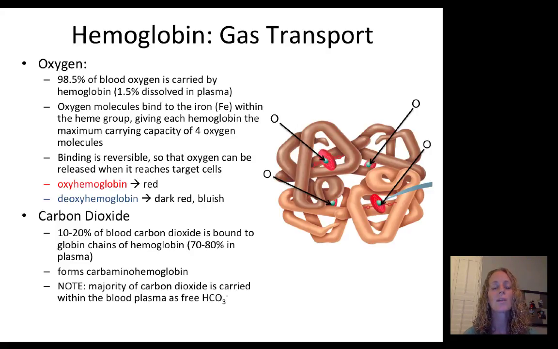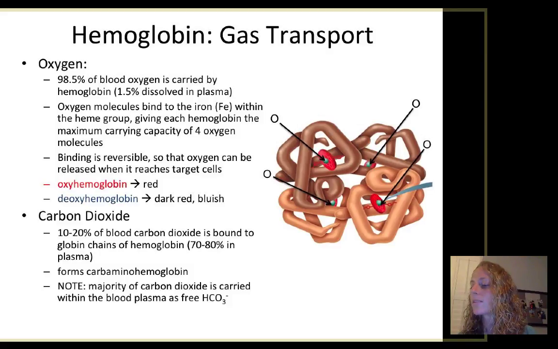The oxygen molecules will bind to the iron within the heme group, giving each hemoglobin the carrying capacity of 4 oxygen molecules. This binding is reversible so that oxygen can be released when it reaches target cells. When hemoglobin is bound to oxygen, it forms oxyhemoglobin, which is bright red in color.